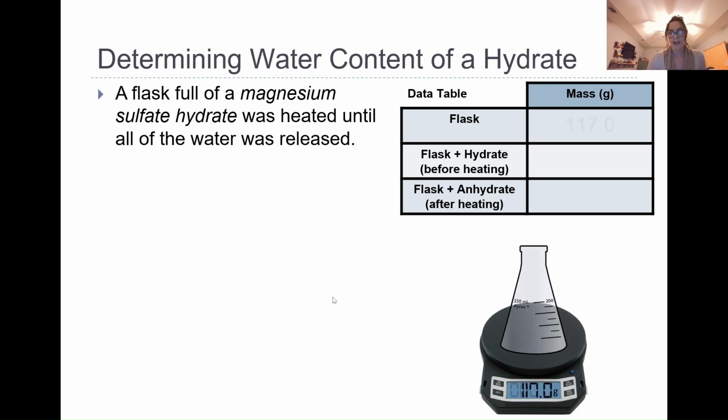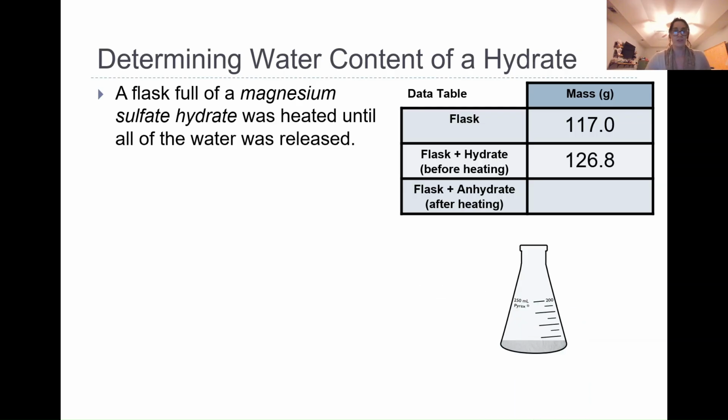So if the flask by itself weighed 117 grams, and then the flask and the hydrate had a mass of 126.8 grams, you can then figure out the mass of the hydrate in that flask by just subtracting the two numbers. Then you would heat your hydrate until all of the water was released.